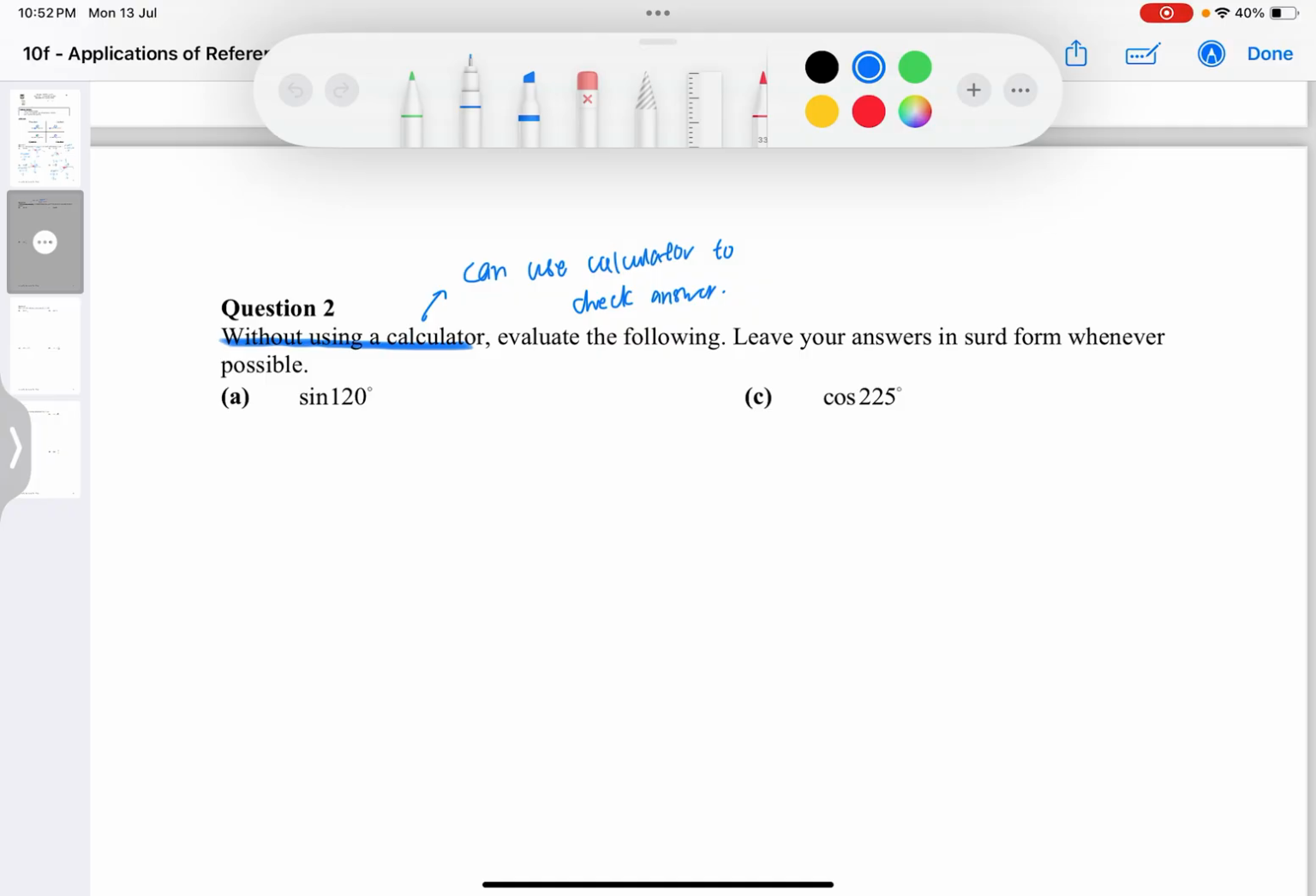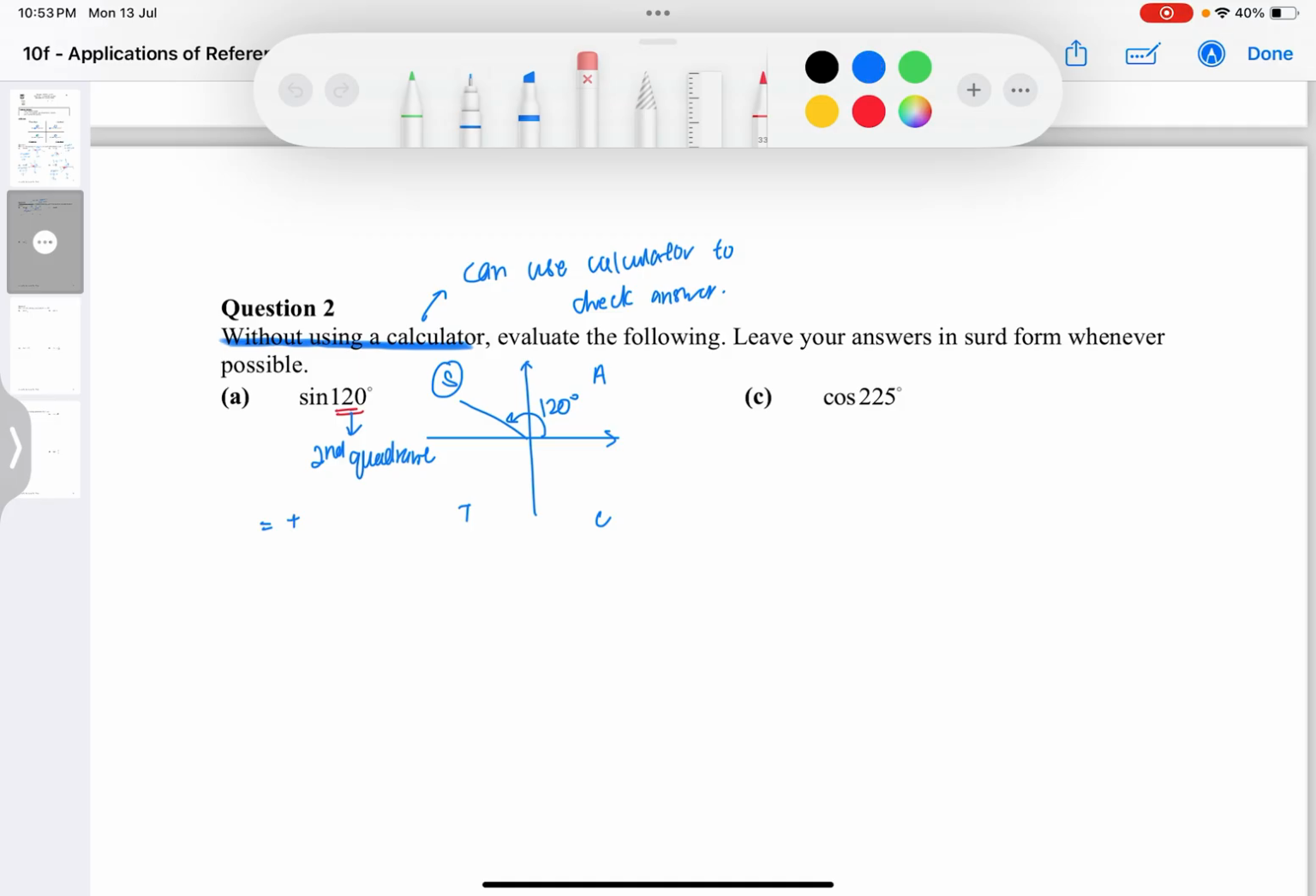Alright, so first you have to look at the angle that they give to you. So focus on this angle that they give, 120 degrees. We're going to draw it out on our 4 quadrants. 120 degrees is in the second quadrant. So this angle here is 120 degrees. In the second quadrant, we know that sine is positive.